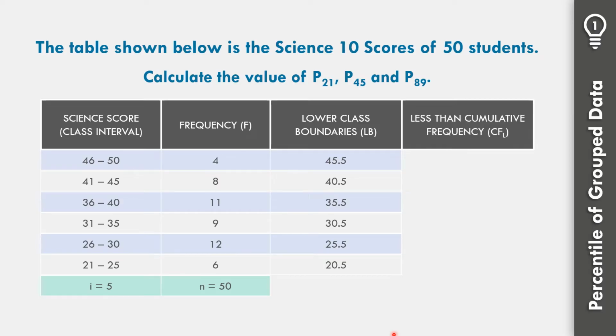We will start at the bottom, that is 6. So 6 is copied, and then 6 plus 12, the answer is 18. 18 plus 9, the answer is 27. 27 plus 11 is equal to 38. 38 plus 8 is equal to 46. 46 plus 4 is equal to 50.